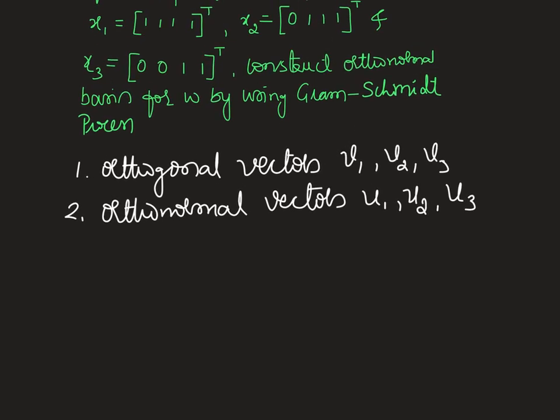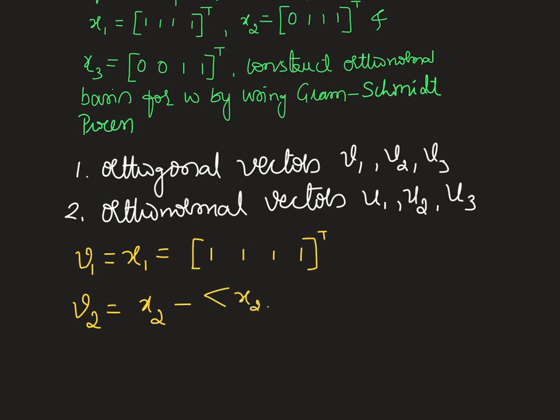Firstly, we keep the first vector as it is. That means we are going to find v1, where v1 is x1 itself, that is the column matrix given, as it is. Next we find v2 by the formula. It is x2 minus the projection of x2 onto v1, that is the inner product of x2, v1 divided by the norm of v1 squared, times v1.